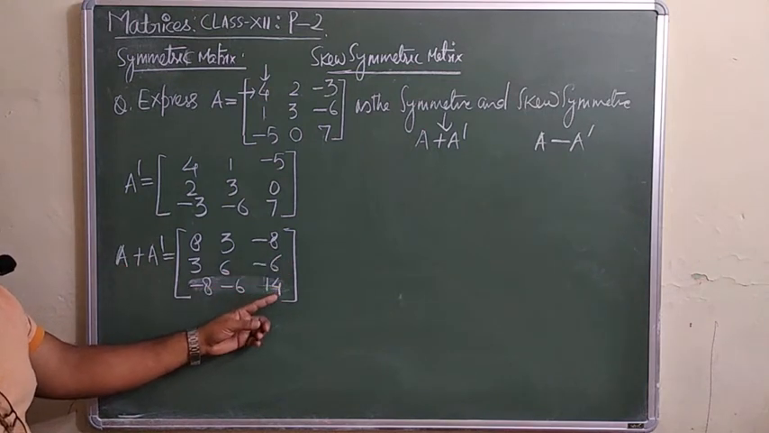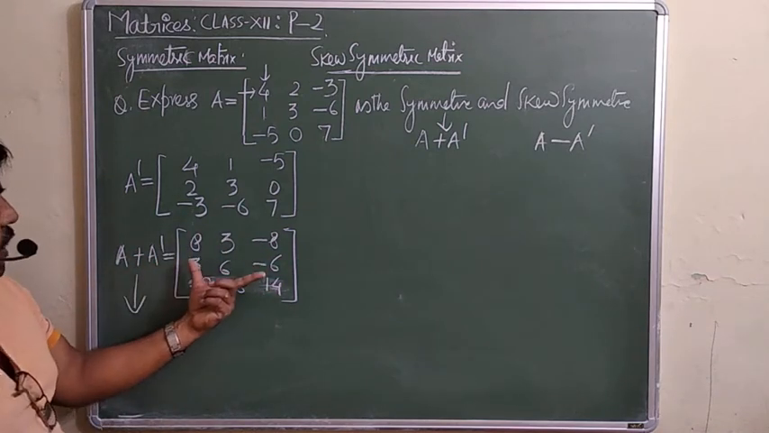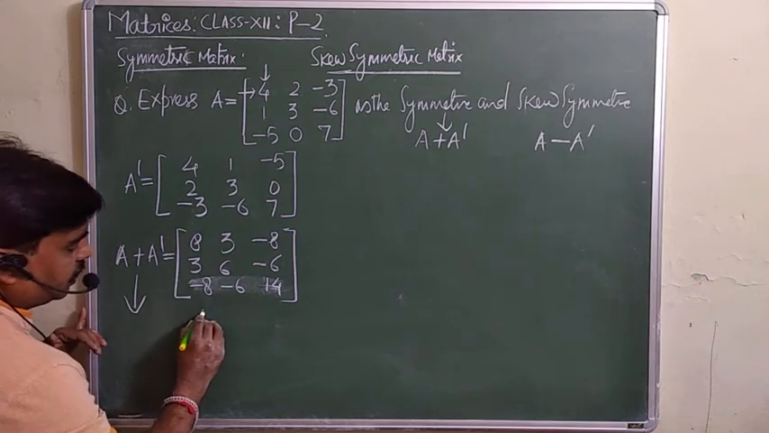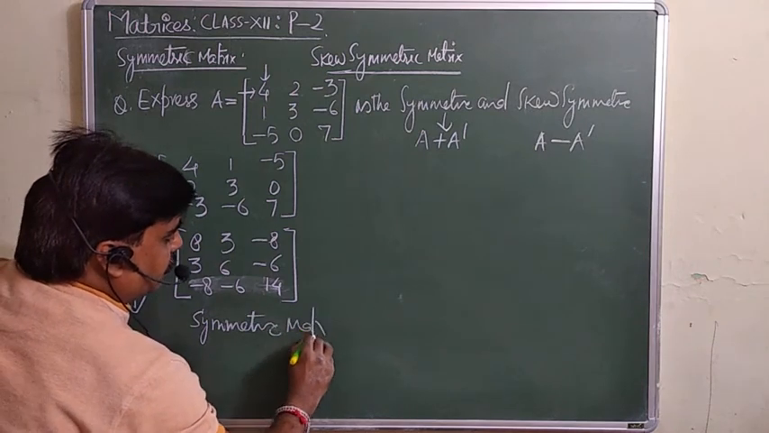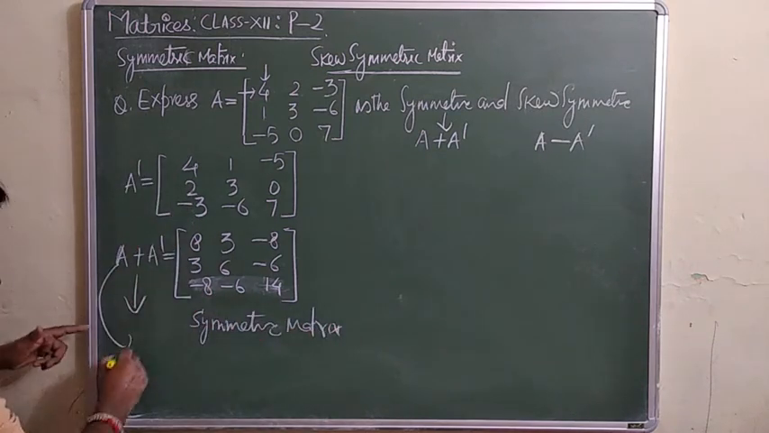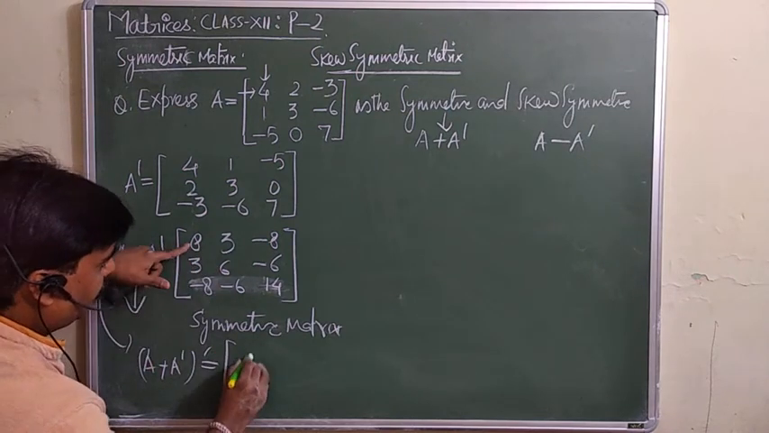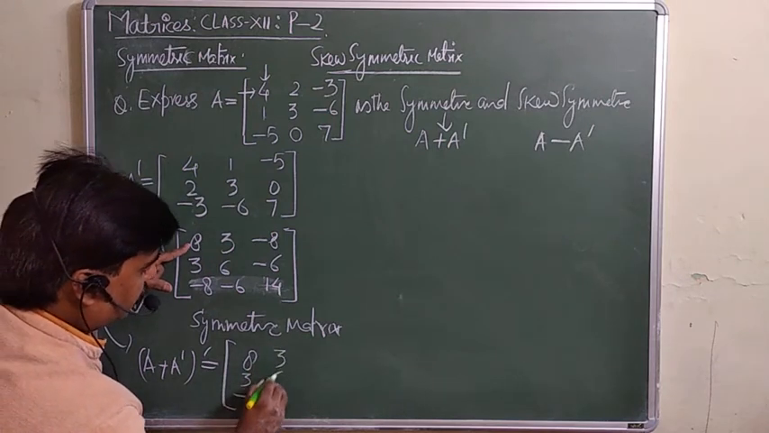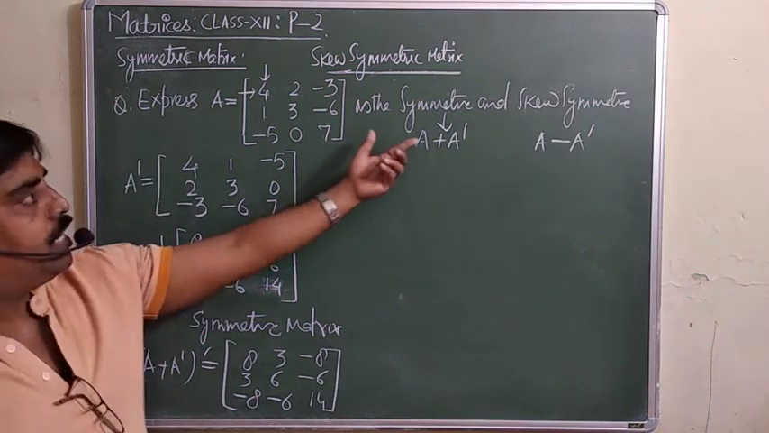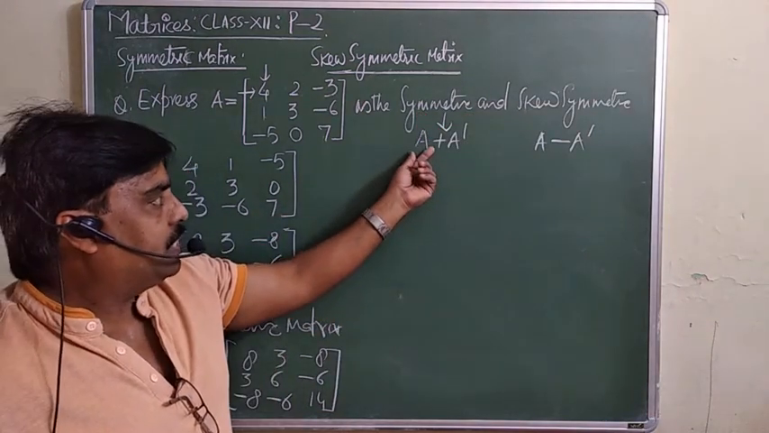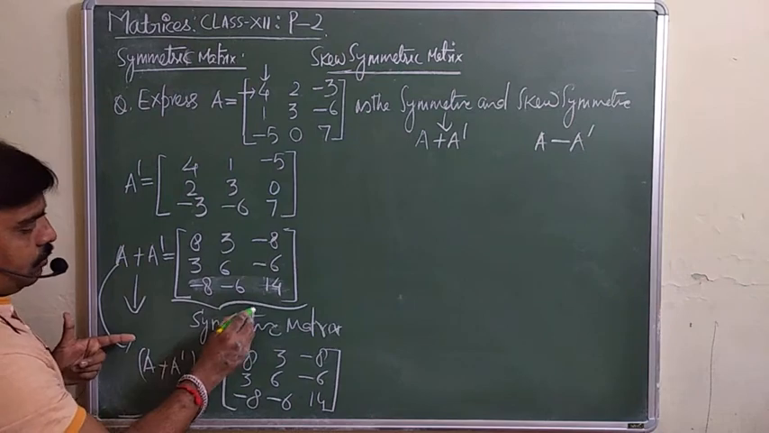If you write the transpose of this whole matrix, you will get the matrix itself, so you can say this is a symmetric matrix. Taking the transpose of A plus A transpose, you get 8, 3, minus 8, 3, 0, minus 6, minus 8, minus 6, 14, the same matrix. So if you want to write the symmetric matrix of any matrix, just take the matrix plus its transpose, and add them.